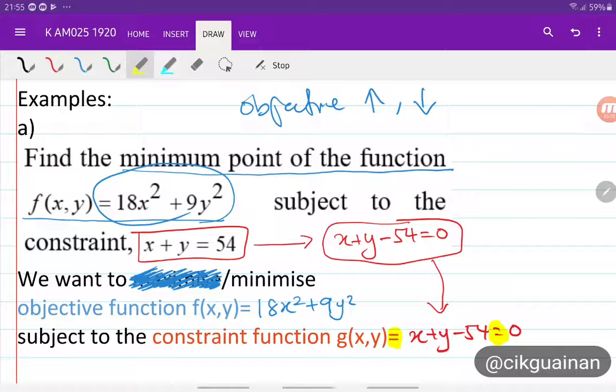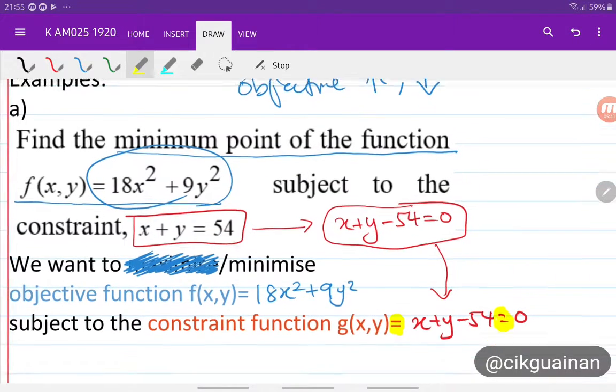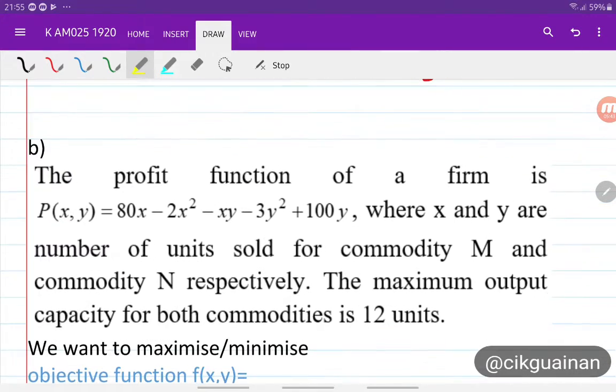This is the way of finding it. So from this example, our objective function is f(x,y) = 18x squared plus 9y squared, subject to the constraint function g(x,y) = x plus y minus 54. Obviously we want to minimize. Let's have a look at the second one.